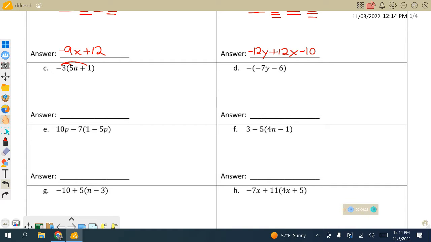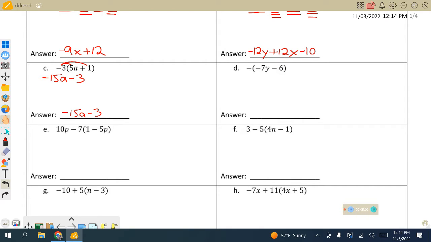Negative 3 times 5a. So in your head, what is negative 3 times 5a? Negative 15a. Don't forget that a. And then we do another round of multiplication. What does negative 3 times 1 get you? Negative 3, right? Once parentheses are gone, we're back to what we just started off with today. Look at those two terms. Can you combine those two terms or not? No, one's an a and one doesn't have an a, right? So stop, call it a day. What do we have? Negative 15a minus 3 right there. That's all you can do.